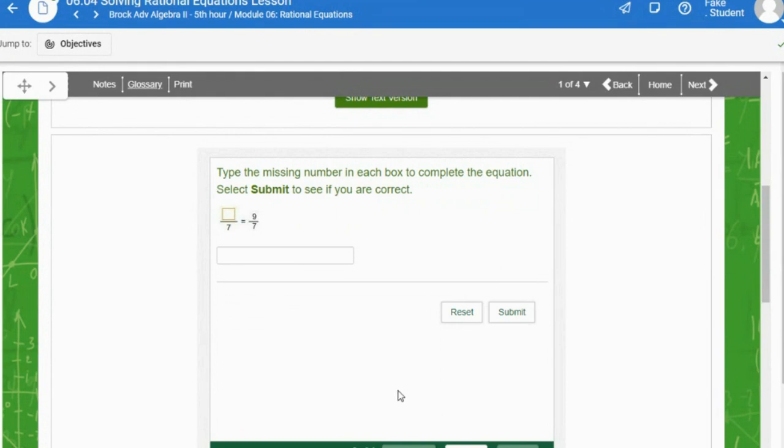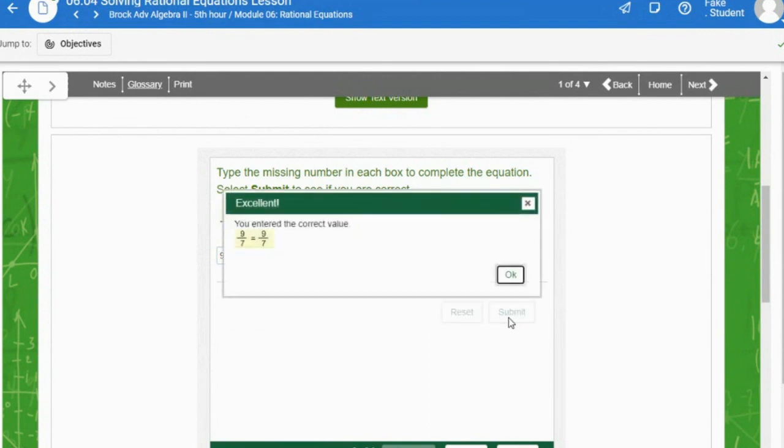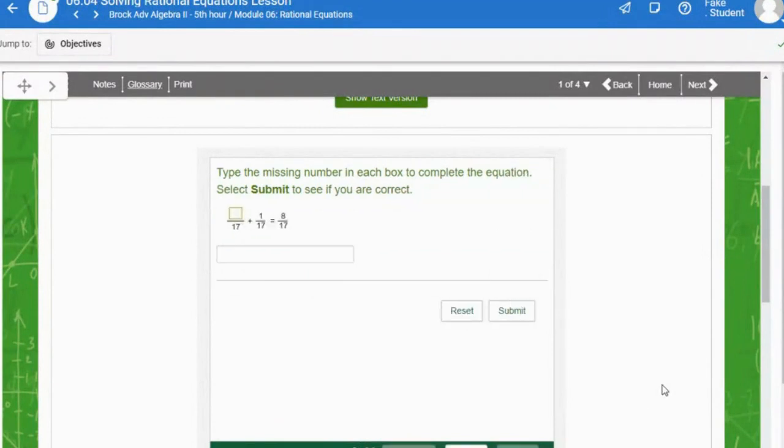This is just the beginning questions to make sure you're actually awake and functioning, because yes, 9 over 7 equals 9 over 7. Nothing else would work. Now they do get a little trickier.